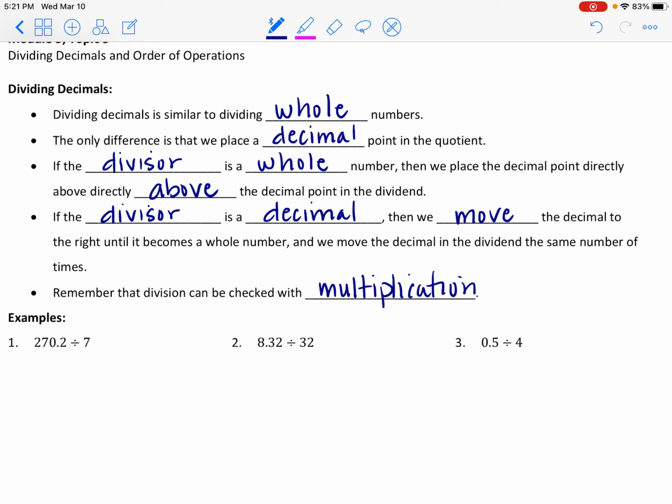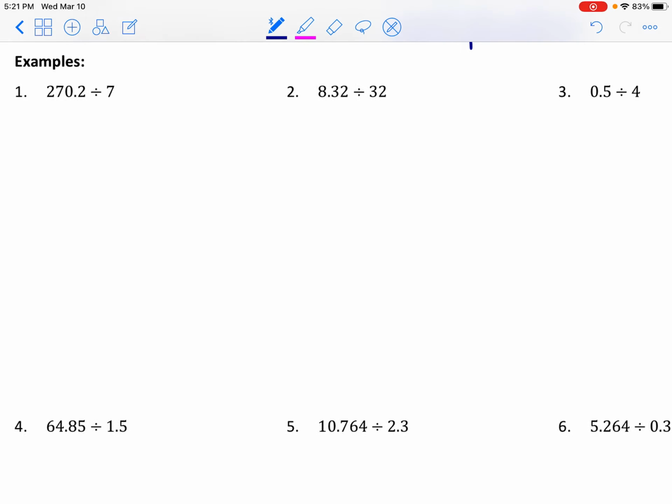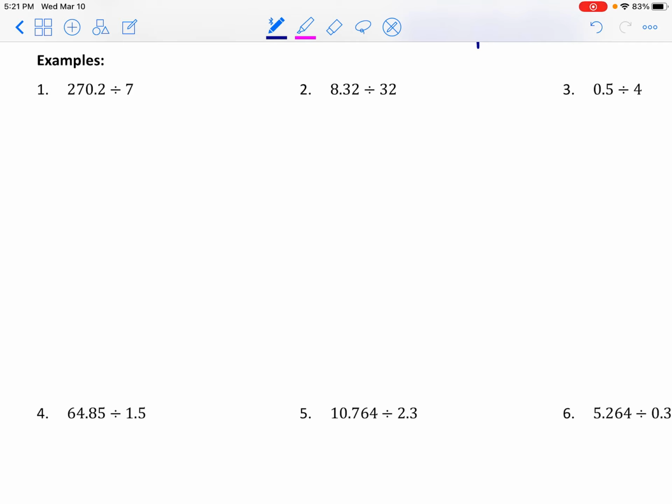So let's look at the process. For instance, in example 1, if we wanted to take 270.2 and divide it by 7, 7 is our divisor, so it goes outside of the box, and 270.2 is our dividend, which goes inside of the box. Our decimal is going to go right above the decimal in the dividend. So it's just normal division from here. We are trying to see how many times 7 goes into, well, it doesn't go into 2, so how many times does it go into 27? Well, 7 goes into 27 3 times. We're going to put that above the 7.